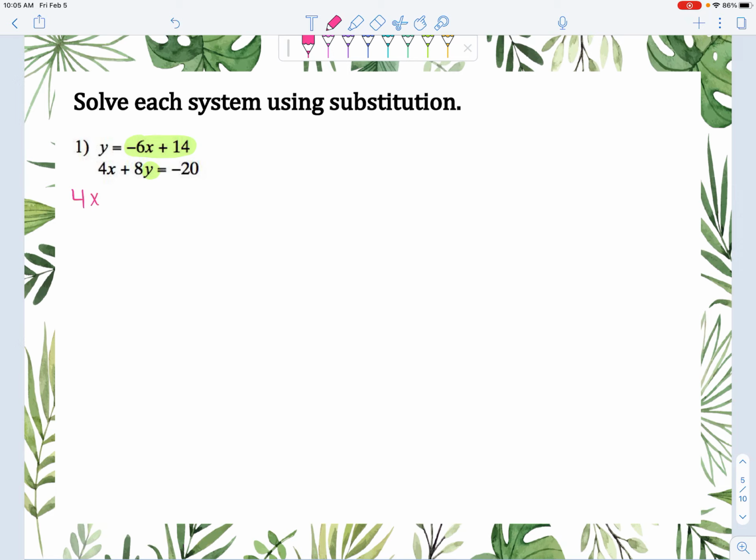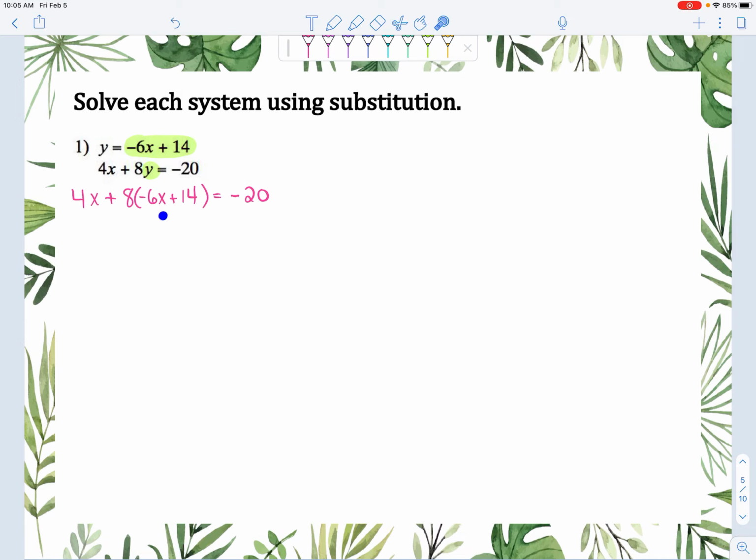Now when I do this, 8 times y in that second equation, that's what that means. It means multiplication. I want to show that that 8 is being multiplied to the entire expression. So the y gets completely replaced in parentheses with the expression that it's equal to. When you do this, notice that I no longer have any y's in that second equation.